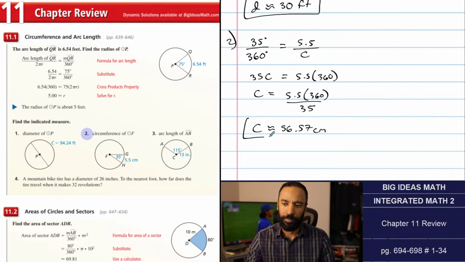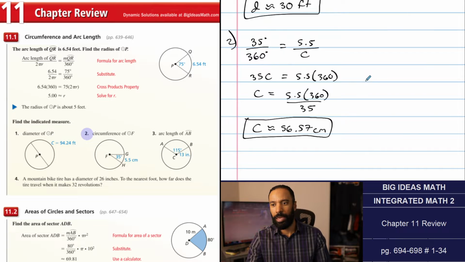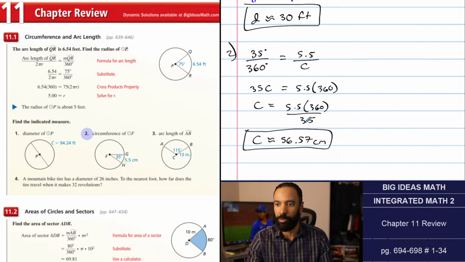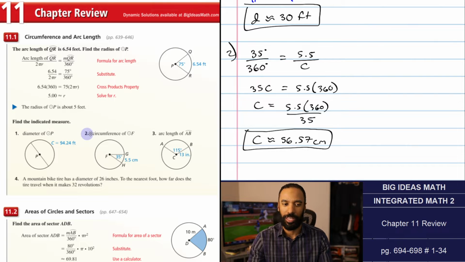56.57 centimeters. And I believe the answer, because 35 is just a little less than a tenth of 360, and 5.5 is a little less than a tenth of that number. So I'm believing my calculation that I got it right.